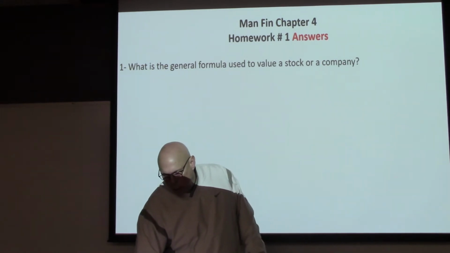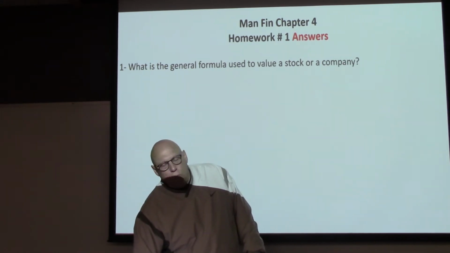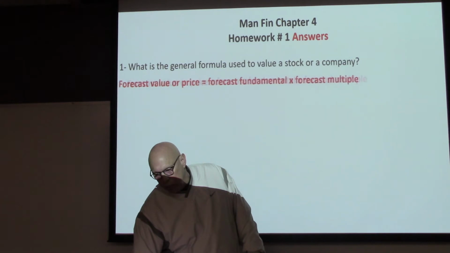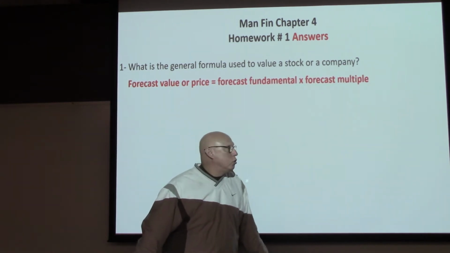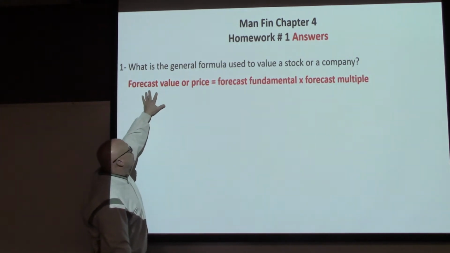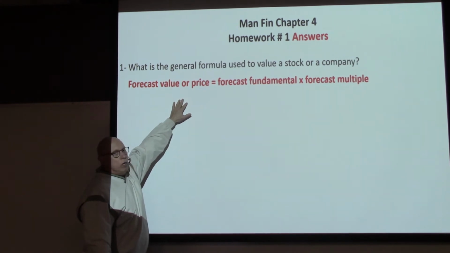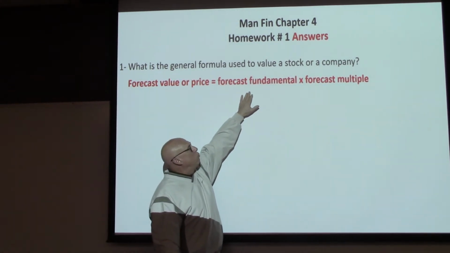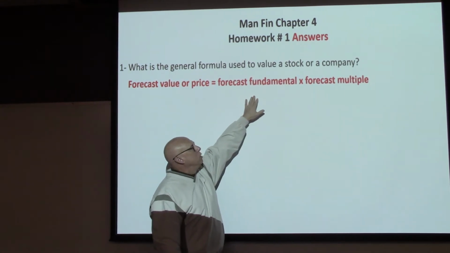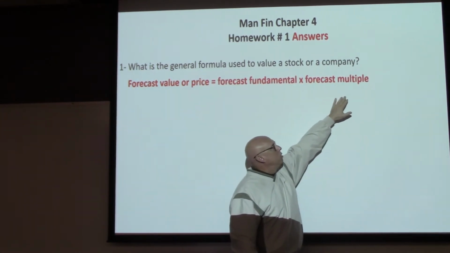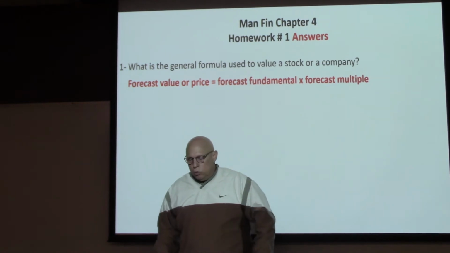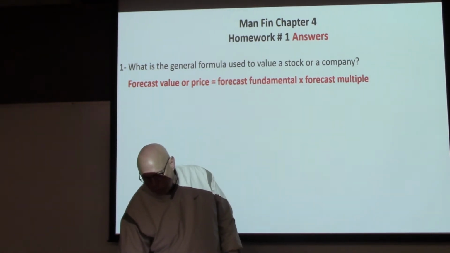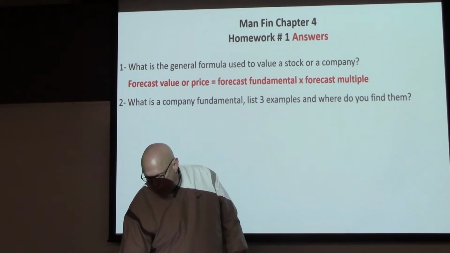So what is the general formula that we're going to use in Chapter 4? And the answer is the forecast value or price that you think is a fair price for a stock or for a company is equal to the forecast fundamental times the forecast multiple. Okay, so we're going to have to define fundamentals and multiples. And before we do that, let me just say this.